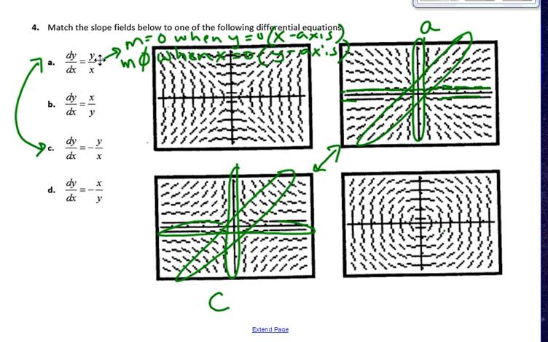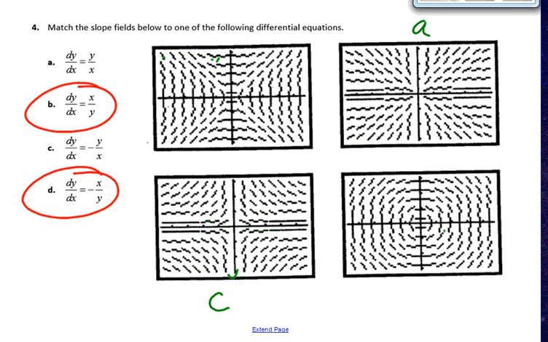So then if you look at B and D, that's just going to be the opposite. So for B and D, when x is 0, that's along the y-axis, then you're going to have slopes of 0, which you see here and here. Okay? And then the same thing with the negatives. Along the line y equals x, when x and y are the same, you have slopes of 1 or negative 1. So in D, those are negative, and for B, those would be positive.